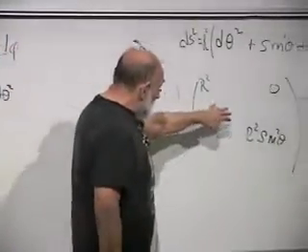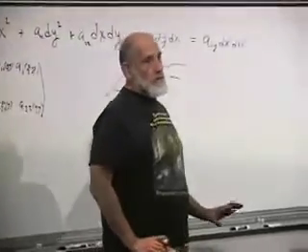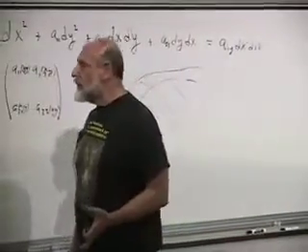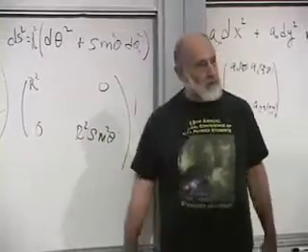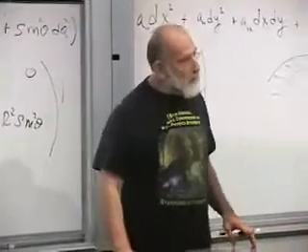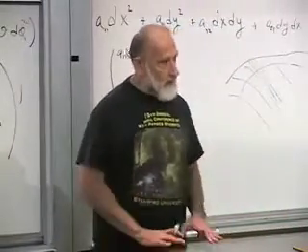Okay. This metric can never be flattened out. There is no set of coordinates that you can find to coordinatize the sphere so that you make the coefficients of the metric tensor constant. Impossible to do. That's simply because you cannot flatten the sphere onto a plane without stretching it.